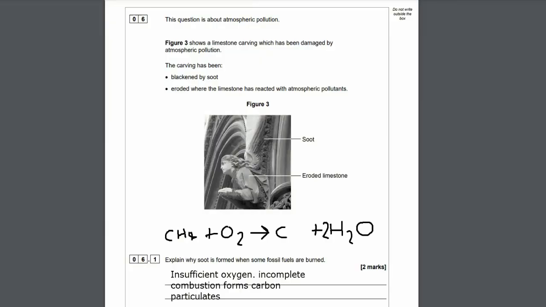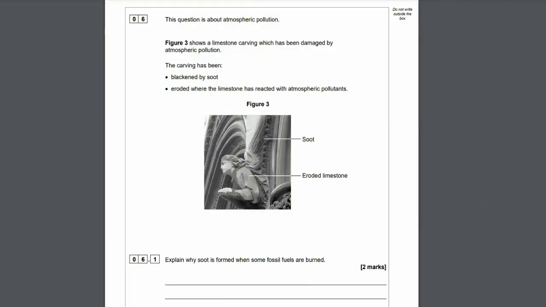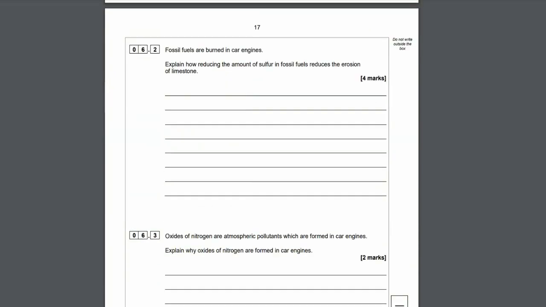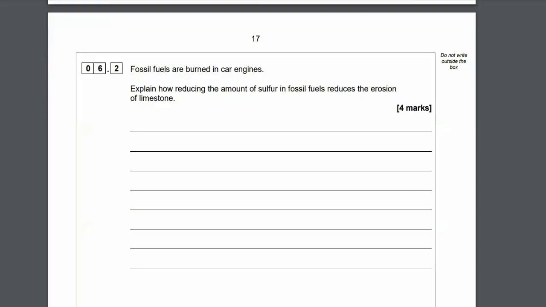Okay, let's move on. So your answer really here is incomplete combustion and solid lumps of carbon or particles of carbon. Fossil fuels are burned in car engines. Explain how reducing the amount of sulfur in fossil fuels reduces the erosion of limestone.